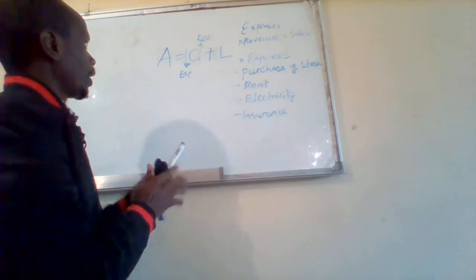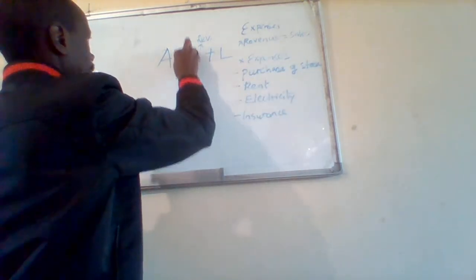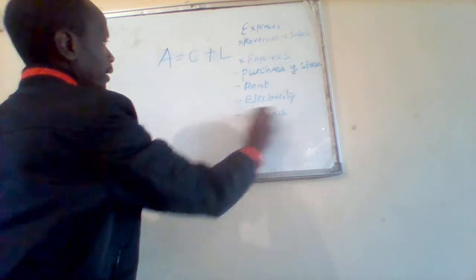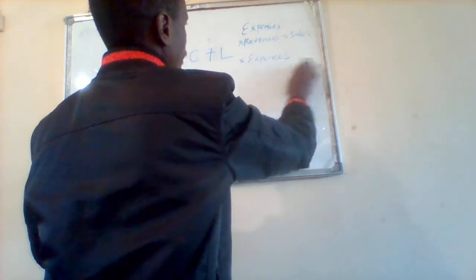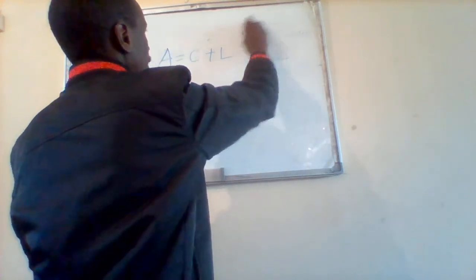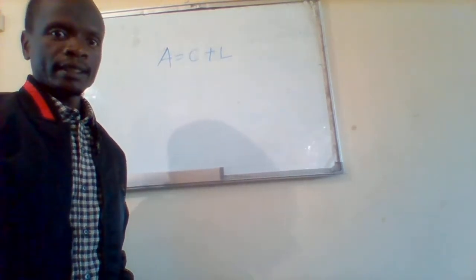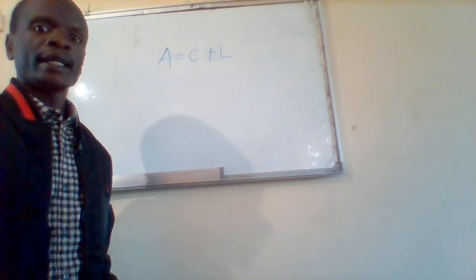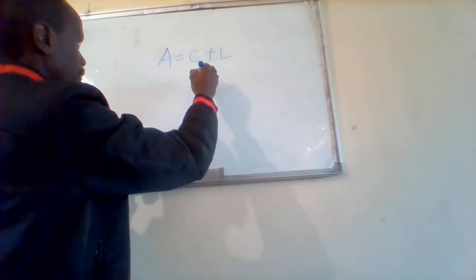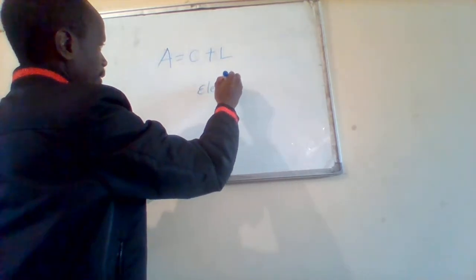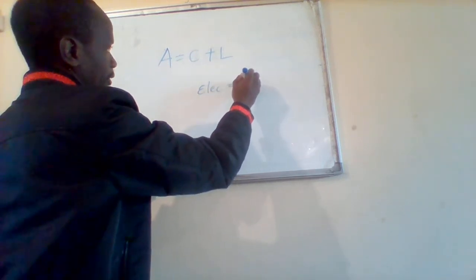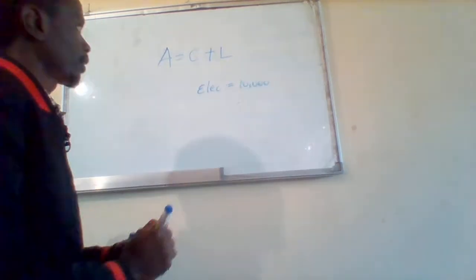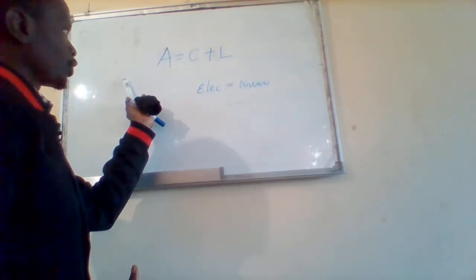Now let us do an example, then we just call it a day. Suppose you pay for electricity expense of 10,000. Let me just call it electricity, 10,000. How will that affect the accounting equation?